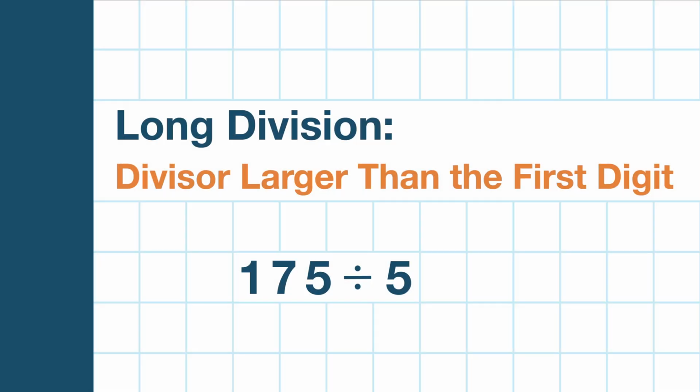In long division, what do you do when the divisor is larger than the first digit of the dividend? When this happens, you simply look at the first two digits in the dividend. Let's work through this by dividing 175 by 5.